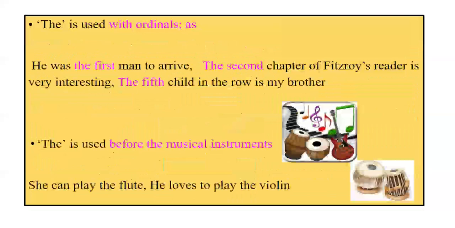Now, if you remember, we have already done ordinal and cardinal numbers when we were doing adjectives. So please go back to the video on kinds of adjectives, where it is very nicely explained what ordinal numbers are. Whenever we use ordinal numbers, we use the with them. Like the second chapter of the reader is very interesting. The fifth child in the row is my brother.